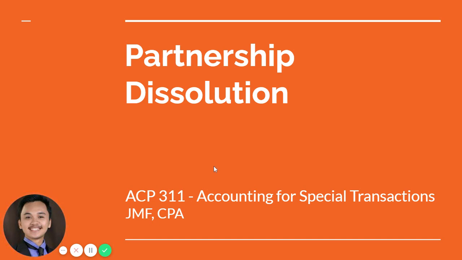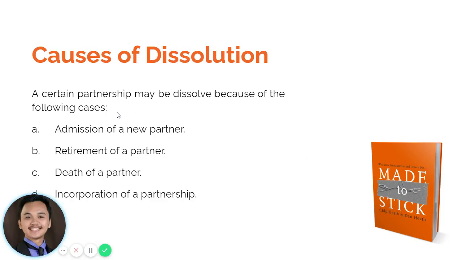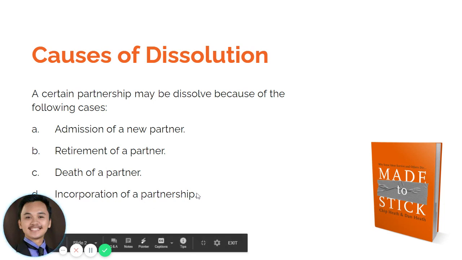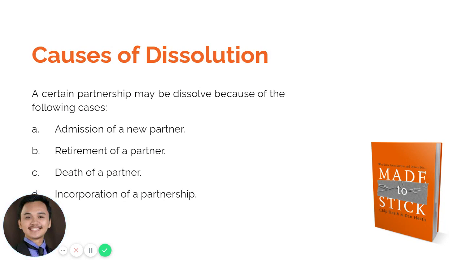So again, since a partnership is made by a contract, if the partners no longer agree with the affairs of the partnership, then it may lead to a dissolution of the partnership. So a certain partnership may be dissolved because of the following cases. First, we have admission of a new partner, retirement of a partner, death of a partner, and incorporation of a partnership. Each of these cases constitutes different accounting procedures.